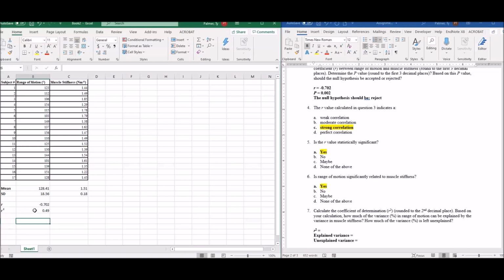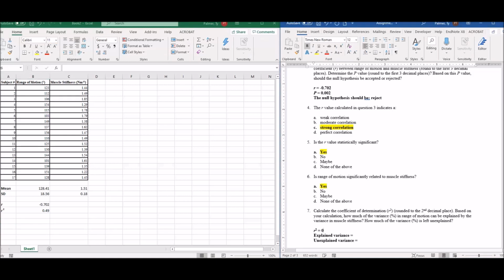Why? Because regardless of whether the Pearson R is negative or positive, when we square a value, we multiply it by itself, and we should get a positive answer. So our R squared value is a positive 0.49.